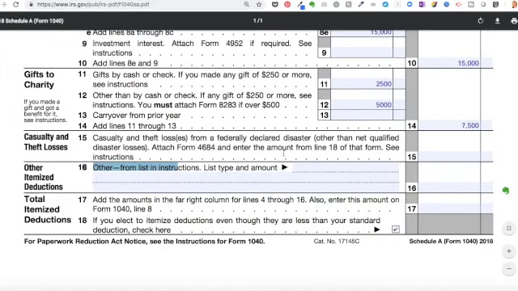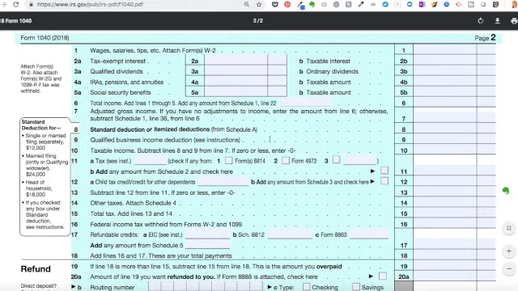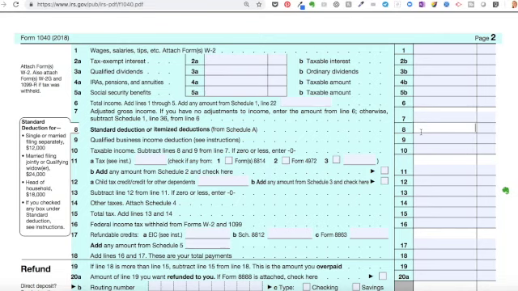Okay, guys, that's all. Then you add up your total amounts in this column, like I said, here on line 17. And if that amount is greater, it goes here on line 8. That's all for itemized deductions.